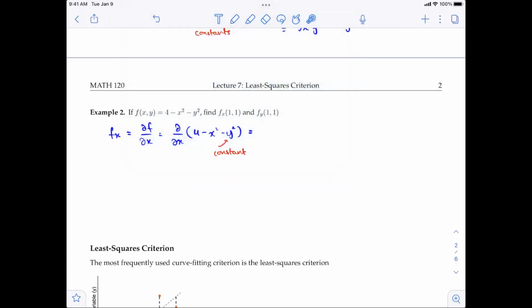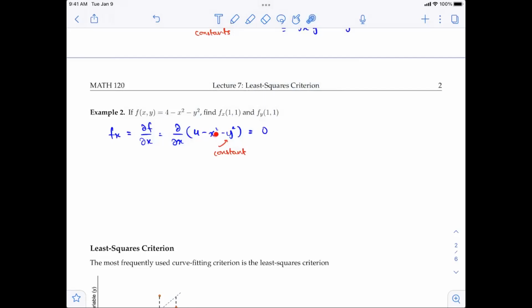So now you say, okay, take the partial derivative of this function. The partial derivative of a sum is the sum of the partial derivatives, and the partial derivative of a difference is the difference of the derivatives. So the partial derivative of 4 is equal to 0, right? Because the derivative of a constant is 0.